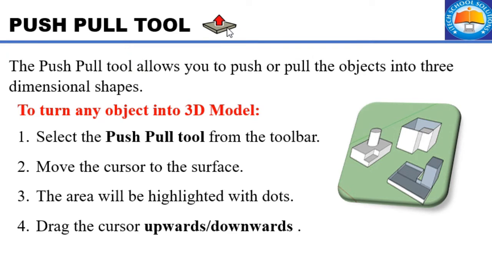Push-pull tool. Children, push-pull tool is like a magic tool. It will do wonders. That is, it allows you to push or pull the objects into three-dimensional shapes. To turn any object into 3D model, select the push-pull tool from the toolbar. Move the cursor to the surface. The area will be highlighted with dots. Drag the cursor upwards or downwards.